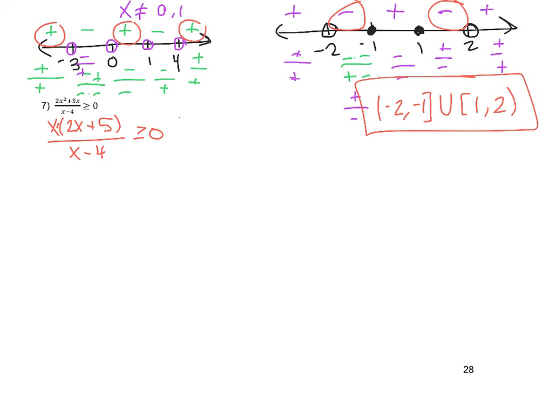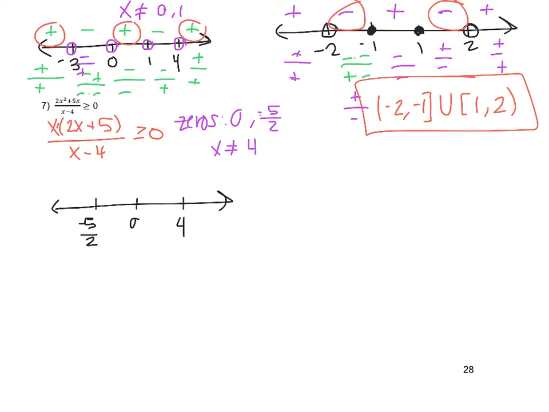So first I'm just going to look for my zeros from the numerator, which would be 0, and when I set 2x plus 5 equal to 0, that would give me -5 halves. Also, I need to consider my restriction of 4. So I have my zeros and I have my restriction. So -5 halves, 0, and 4. So those are the 4 intervals that I need to test.